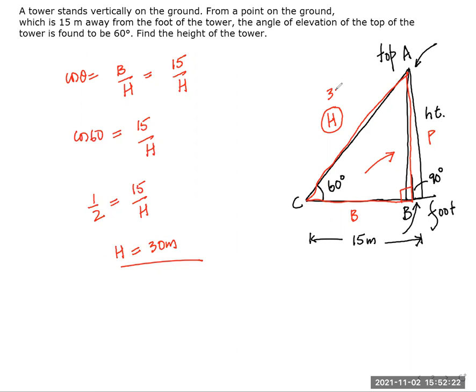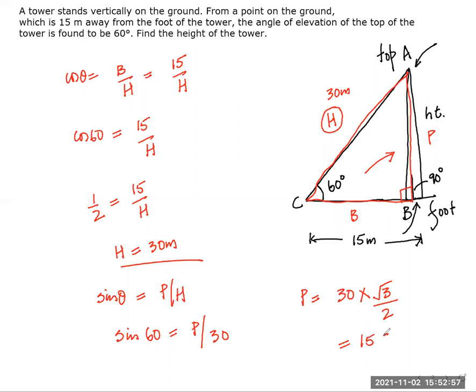From this, we will get h is equal to 15 into 2, 30 meter. When we know h is 30 meter, then we can easily find p by sine theta. So, sine theta would be equal to perpendicular by hypotenuse. So we will get sine 60 is perpendicular by hypotenuse, 30. So from that, we will get perpendicular is equal to 30 into sine 60. And students, you know what is sine 60? Anyone? Root 3 by 2. So this is equal to 15 under root 3 meters perpendicular. So the height is 15 under root 3 meters.